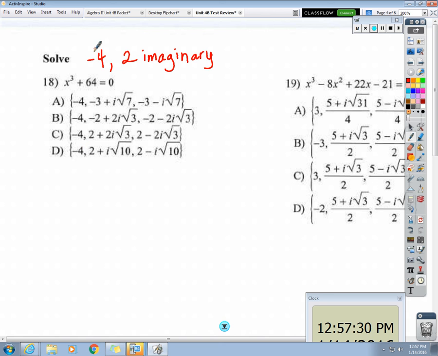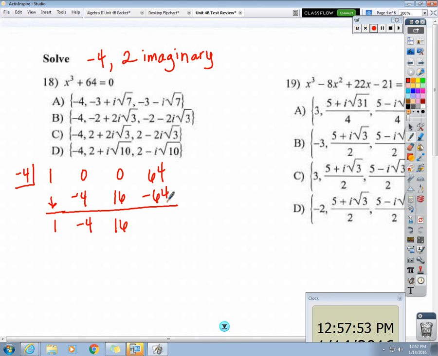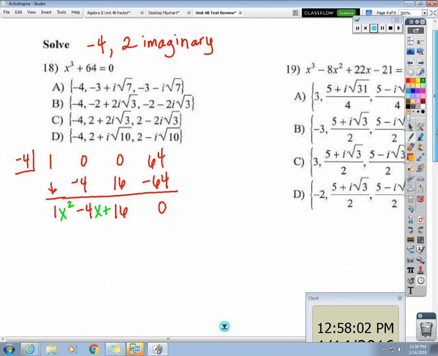Right, you use your one real root of -4 in synthetic division. So what do I write out for this polynomial? 1, 0, 0, 64. Correct. Then what do I do? Bring down the 1. -4. 16. -64. 0. Okay, so then it's gonna be x squared, -4x plus 16.